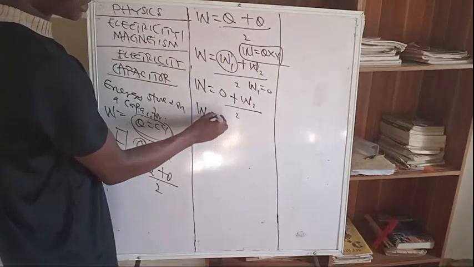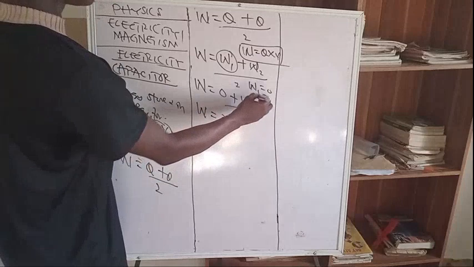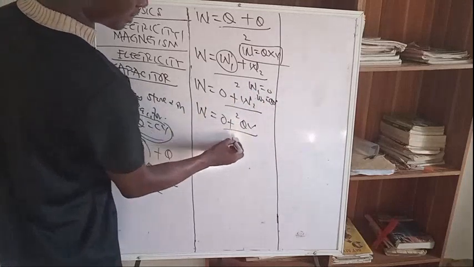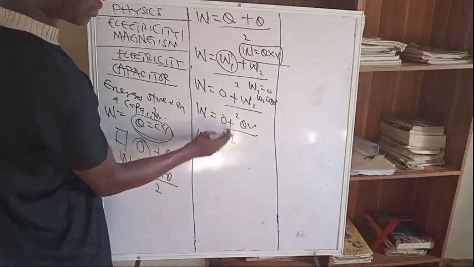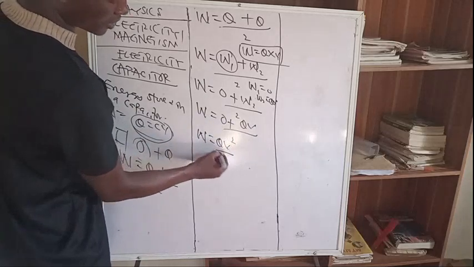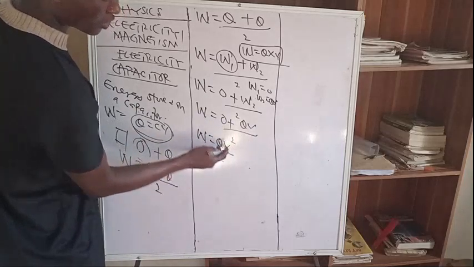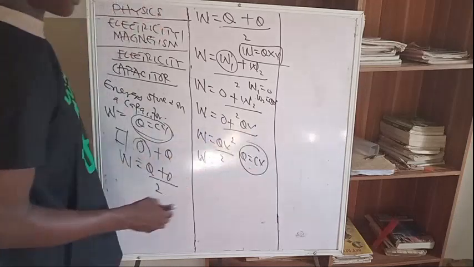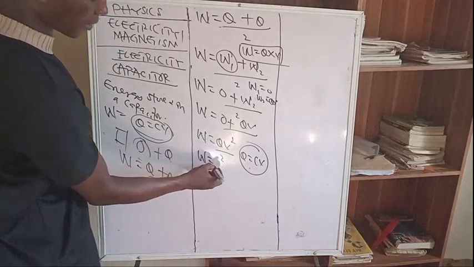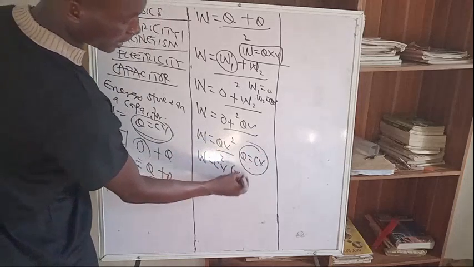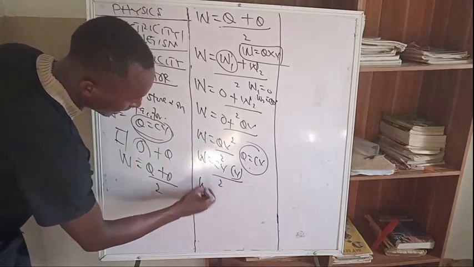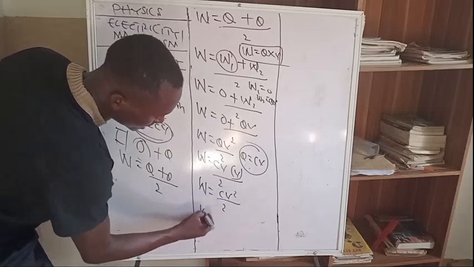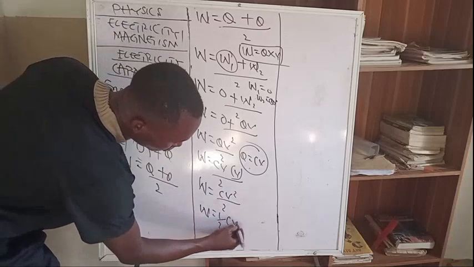Then I have W is equal to 0 plus, what is my W2? W2 is also equal to QV. So I'm going to write QV divided by 2. Then I have energy stored is equal to 0 plus QV will give me QV over 2. Then I have W is equal to, what is Q? My Q is equal to CV according to the law of capacitance of the capacitor. So anywhere I see Q, I'm going to write CV, then into another V, everything over 2. So at the end, I have energy stored in the capacitor is equal to CV squared divided by 2, which is energy stored is equal to 1 over 2 CV squared.